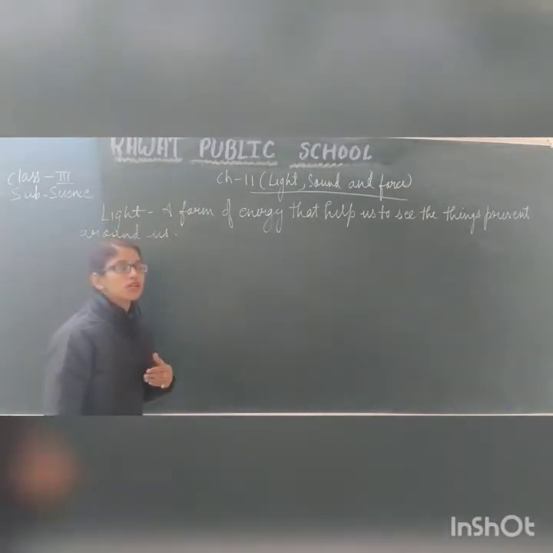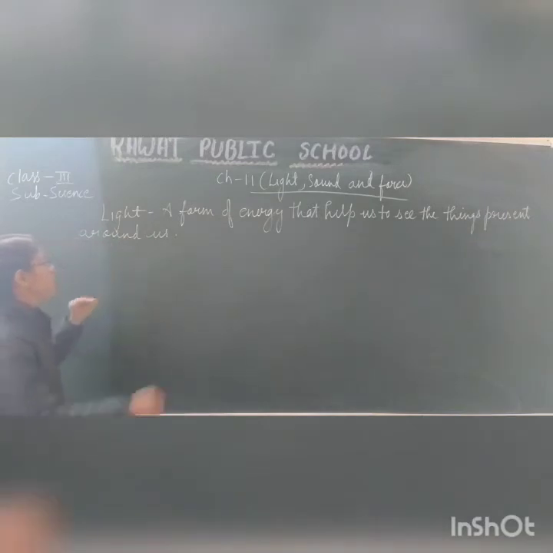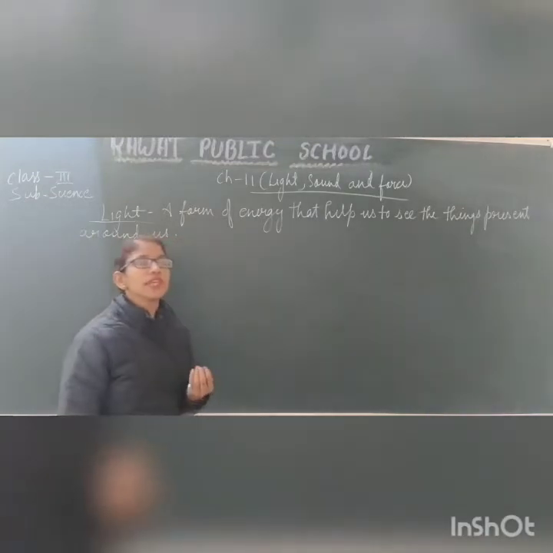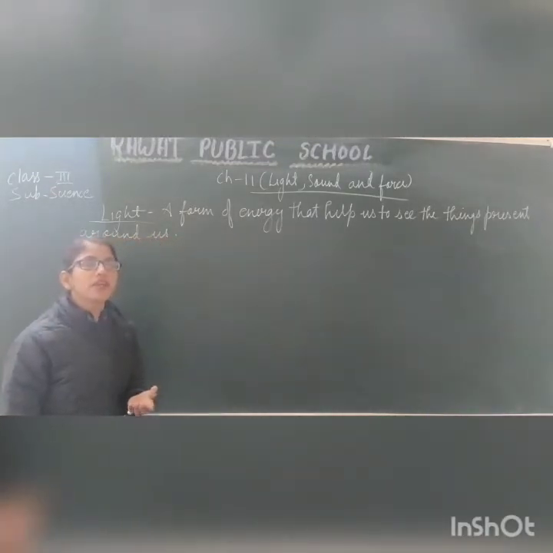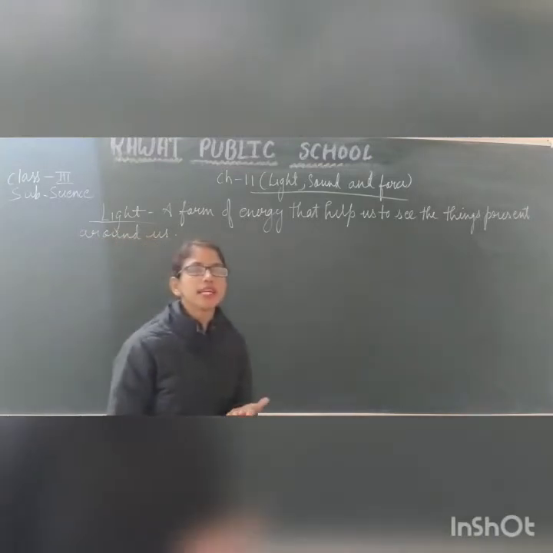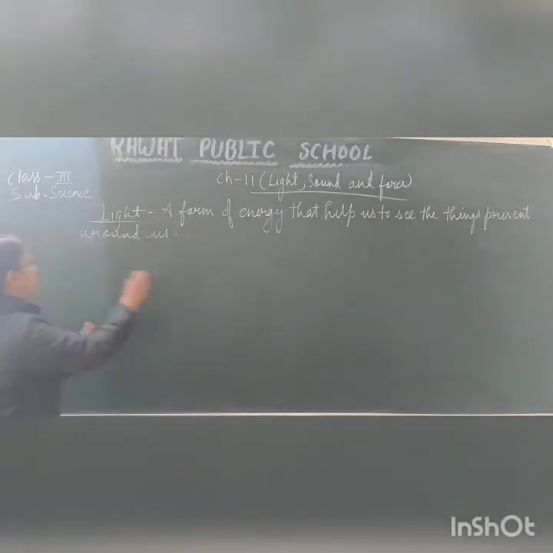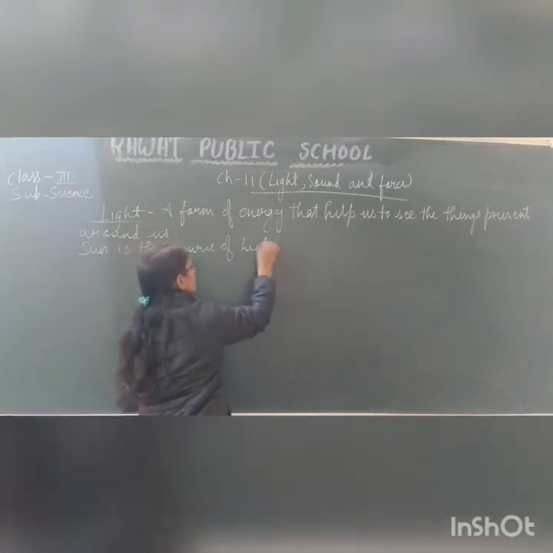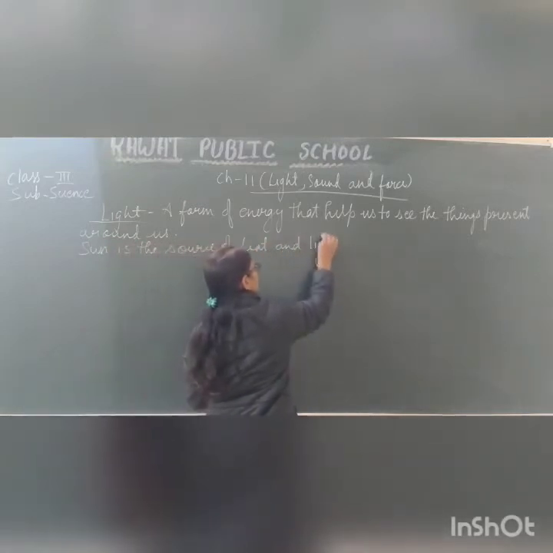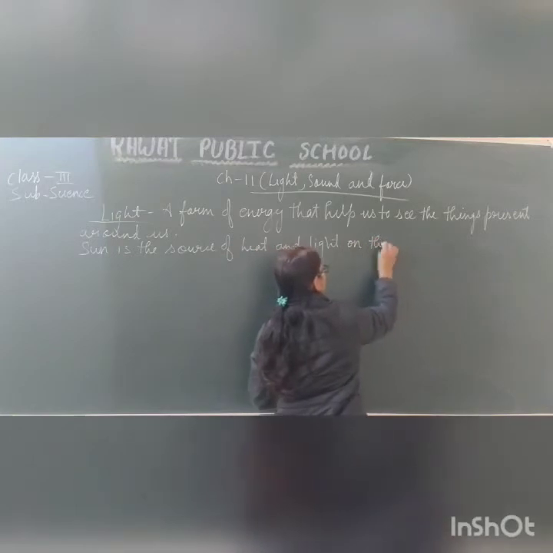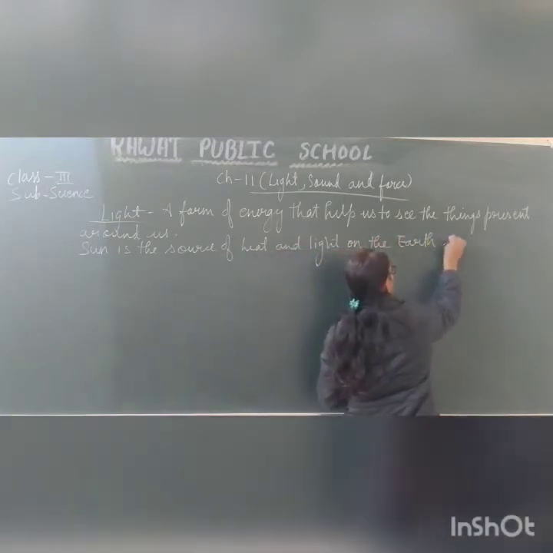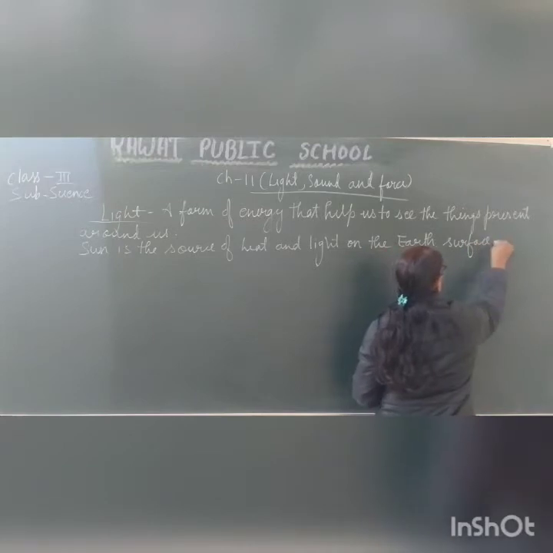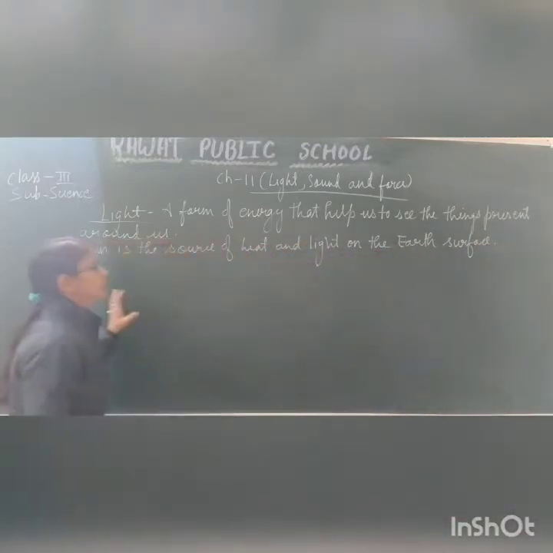If we talk about the Earth's surface, the sun is the source of light and heat on the Earth's surface. With the help of the light provided by the sun, we are able to see the objects that are present around us. So, the sun is the source of heat and light on the Earth's surface.